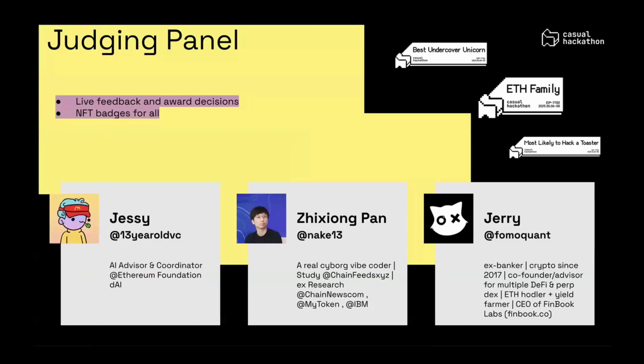Now the judging section. Our three judges will score each project in real time and share their feedback in the background. Here are the three judges. Firstly, Jesse. Jesse is AI advisor and coordinator at the Ethereum Foundation DAI team. We are very excited to have Jesse with us today to offer some advice and guidance. Jesse, would you like to say hi?